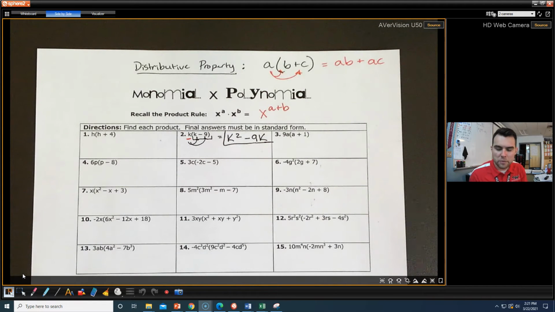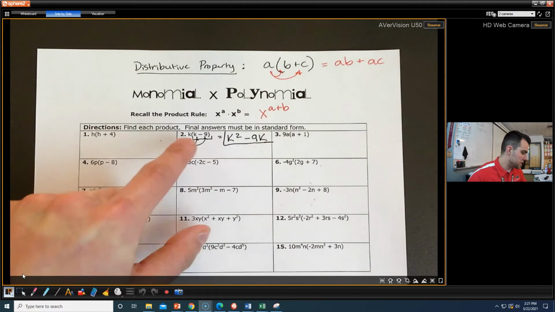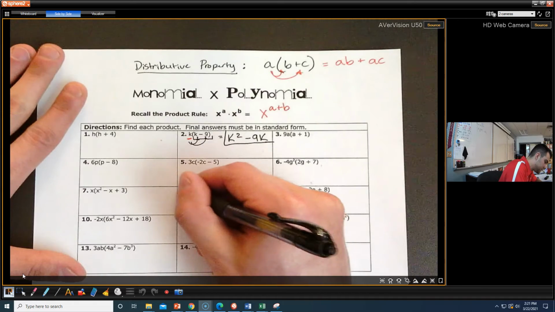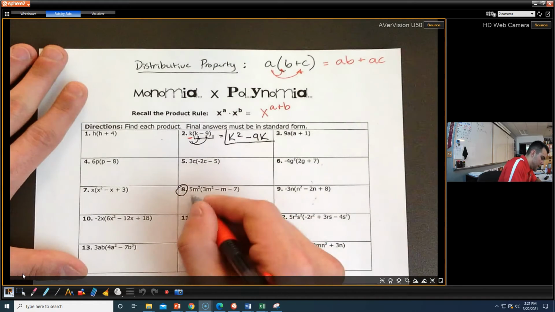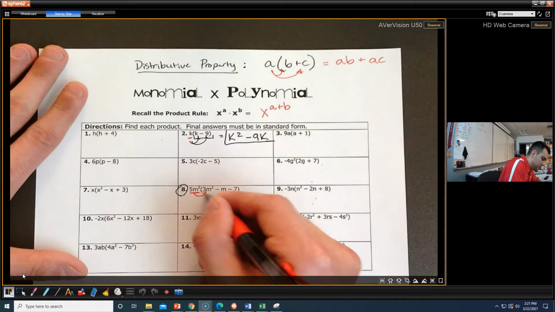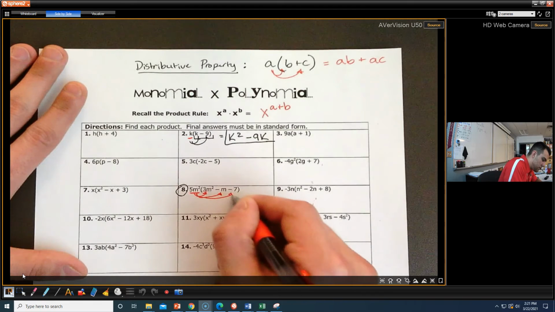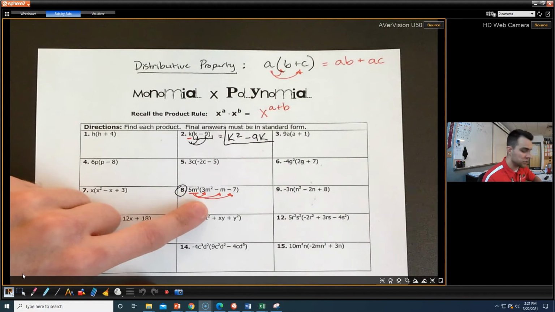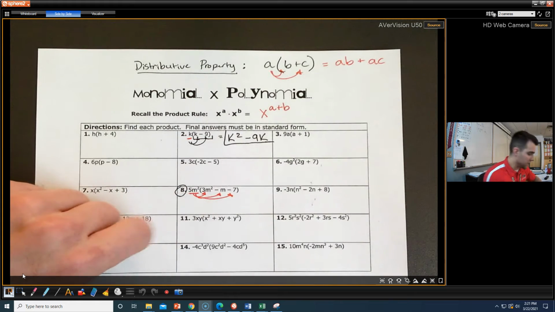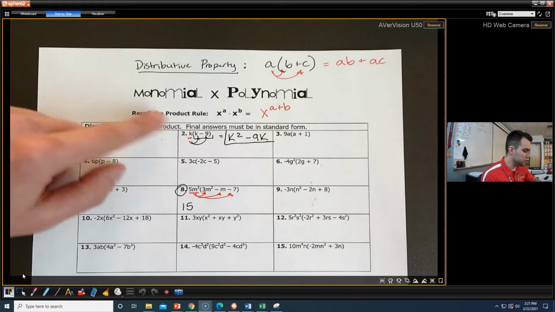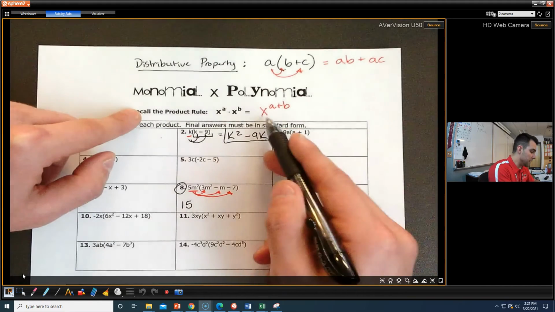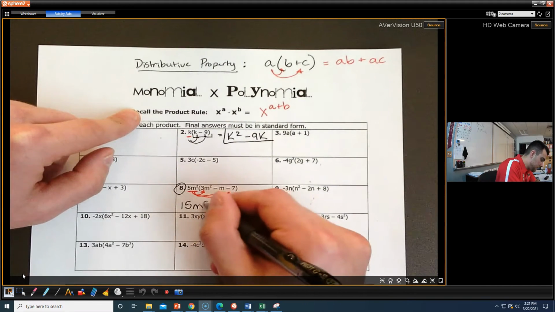Okay, it gets a little bit more complicated, especially when we start throwing in some coefficients and whatnot. So let's see what that'll look like for number 8. Okay, again, number 8, I have this outside monomial. I'm going to distribute it to each part of this polynomial. So 5m squared times 3m squared. Well, we do 5 times 3 and get 15. And then I use my product rule for the m's. M to the second times m to the third is m to the 5th power.